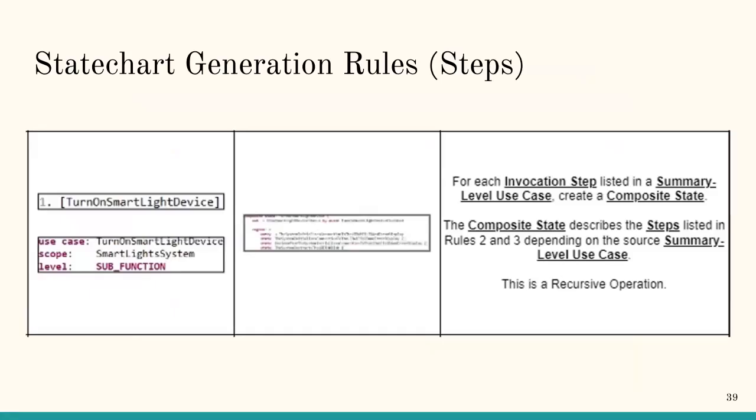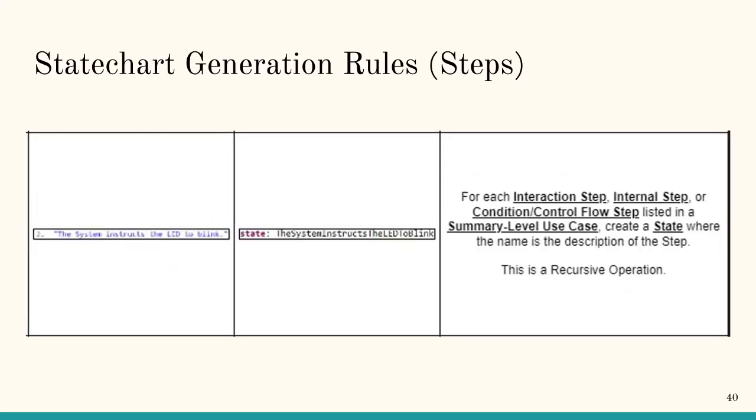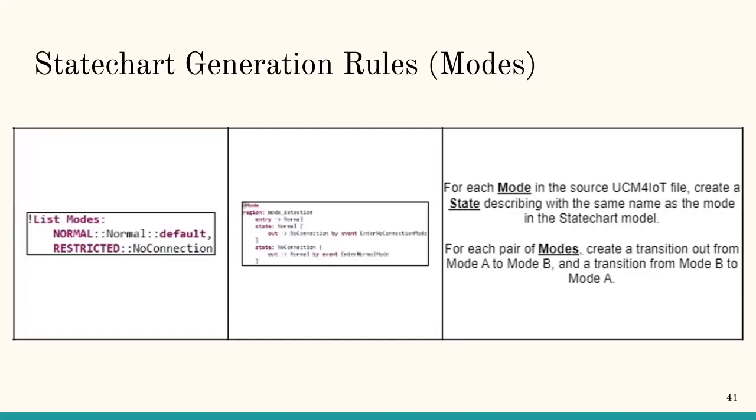Speaking of, if any steps are invocation steps, those steps will be mapped as composite states as well. And this is a recursive operation. If the invoked use case has steps inside of it, those steps will be mapped. And if any of those steps are invocation steps, those steps will also be mapped as composite states. Internal steps or interaction steps or any other kind of steps will be mapped as states. And modes found from the USIM4IoT model will be mapped as separate states. So for example, if there are two modes from the USIM4IoT model, those two modes will be mapped as states in the state chart.